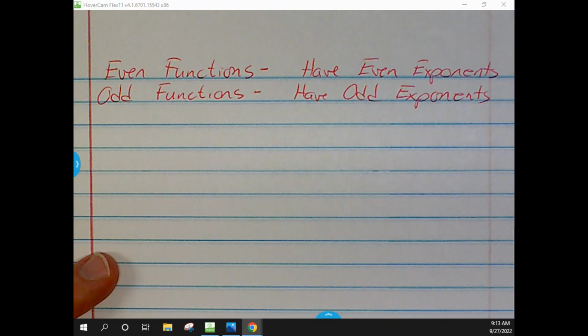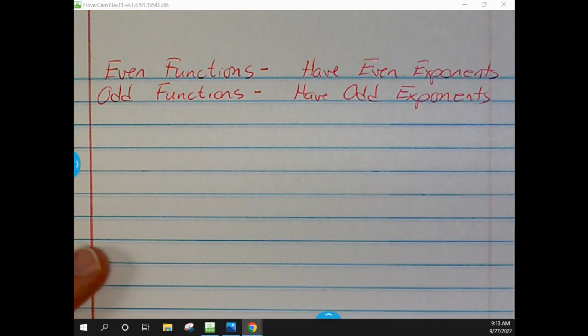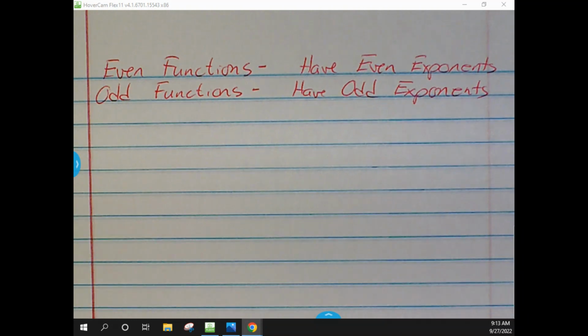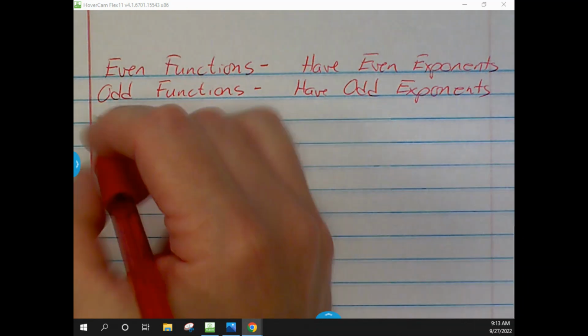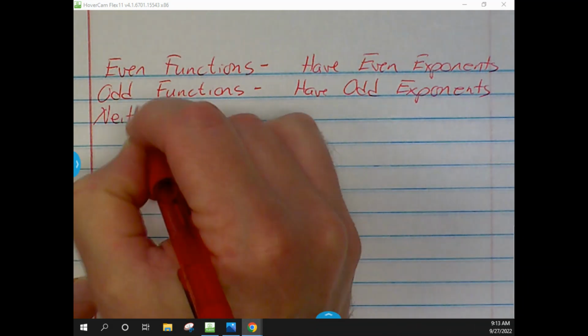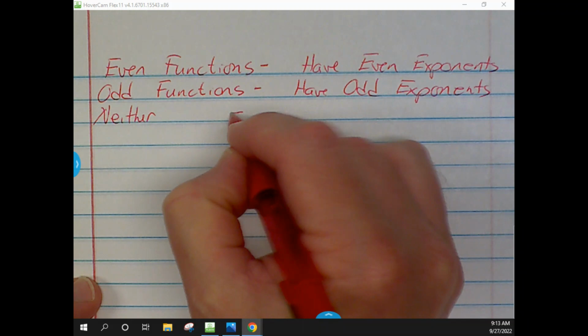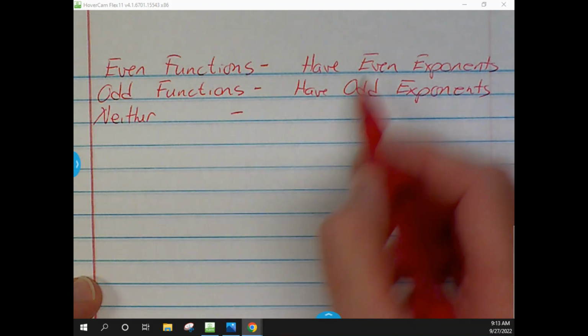If it doesn't have an exponent, then technically it's not a polynomial function. That'd be a constant function, so it's not a polynomial. So in that case, it'd just be a straight line. If it's got a mix of even and odd, sometimes they call it neither. Well, if it's neither, it's got a mix of even and odd powers.